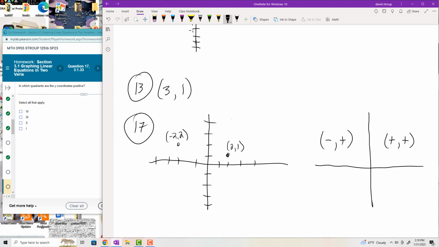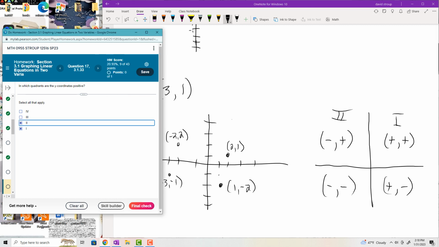Okay? And what about the third quadrant? So you go over negative 1, negative 2, negative 3, negative 1. So in that quadrant, both coordinates are negative. And then the fourth quadrant, let's go over 1, then go down 1, 2. So that'd be 1, negative 2. And in that quadrant, it's going to go positive and then negative. Okay. So the question's asking, in which quadrants are the y coordinates positive? Well, that's just going to be quadrant 1 and then quadrant 2. So you have to check both of those.